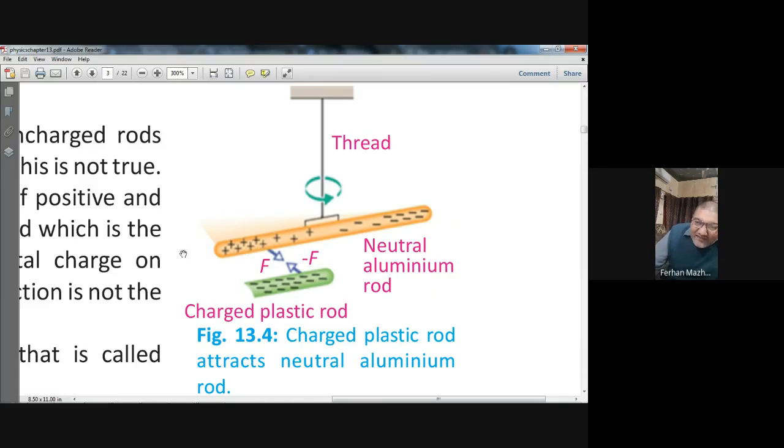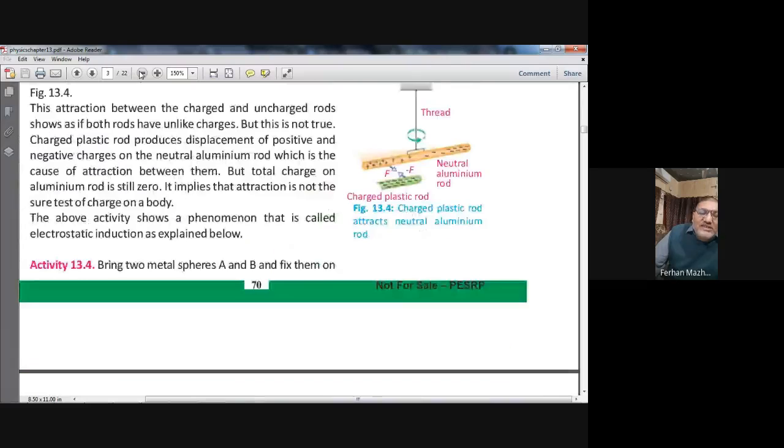Now this left end is positively charged and this rod is negative, so they will attract. So never use attraction as a sure test to show that something is charged, because aluminum was not charged. This phenomenon, when you bring a charged body near a metal body and charges appear on the ends of that neutral metallic body, is called induction, electrostatic induction. You understand this?